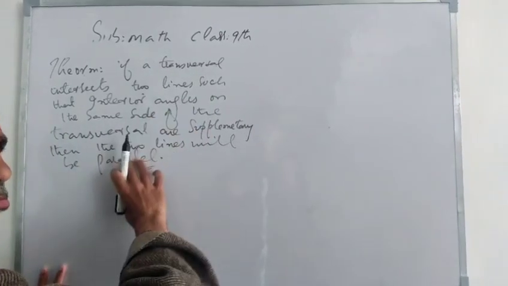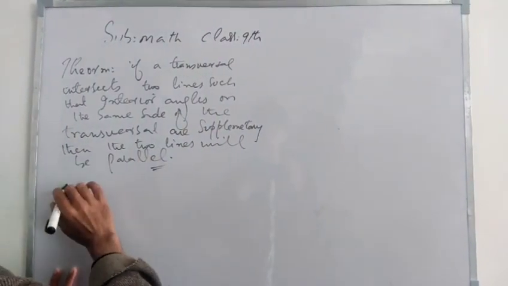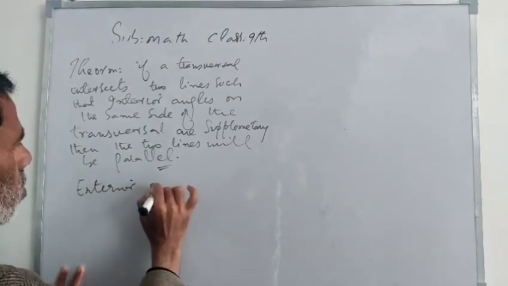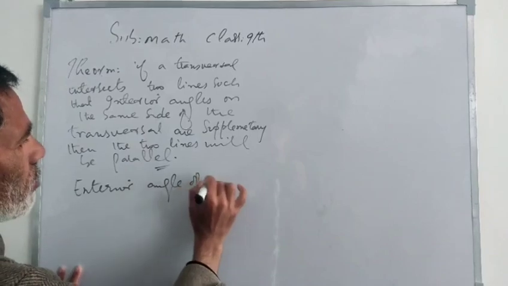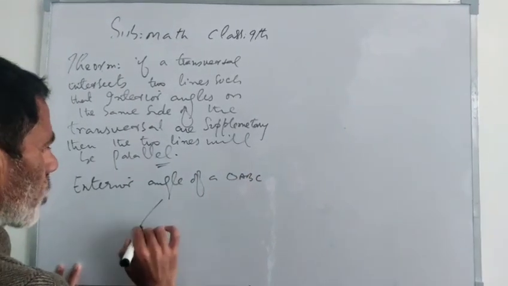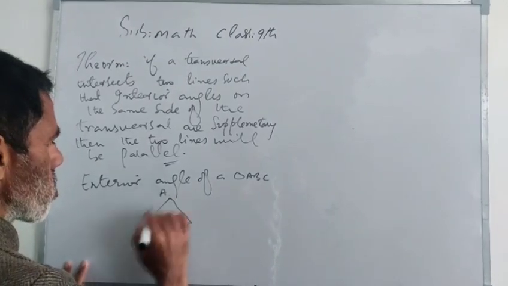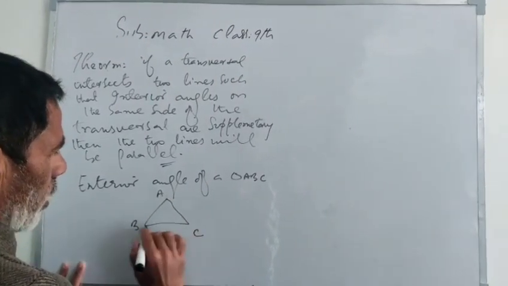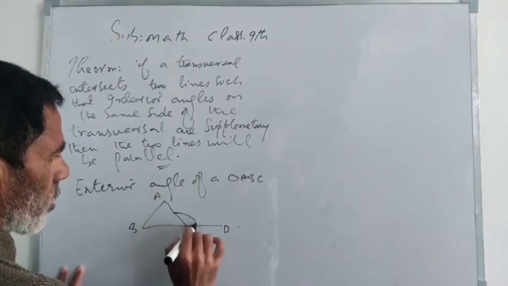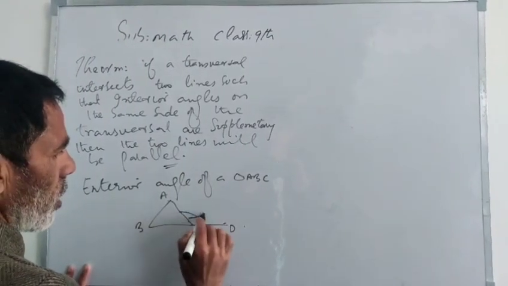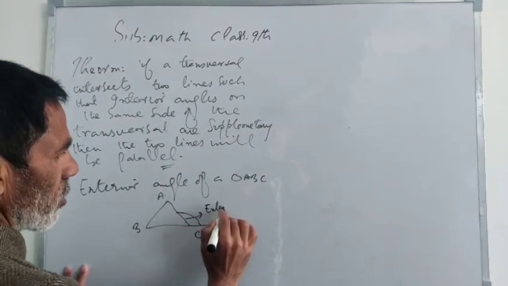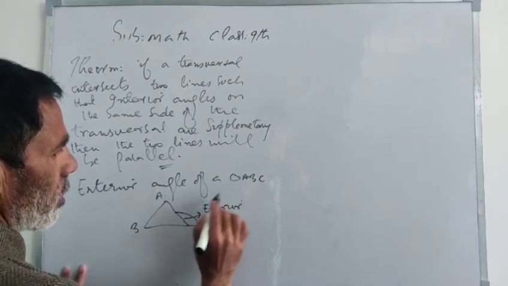After this, we will define exterior angle of a triangle ABC. Here, triangle ABC is given. Side BC is produced to D point, forming this angle ACD, which is outside triangle ABC. This is called exterior angle of triangle ABC.